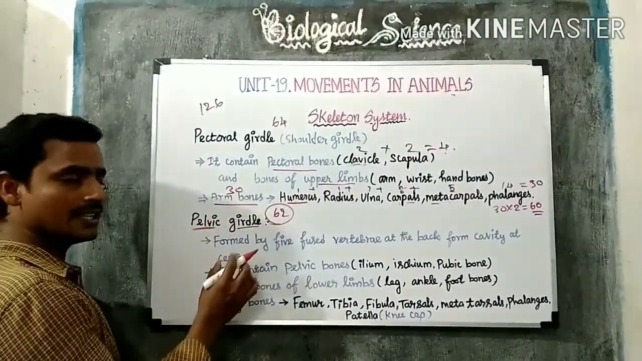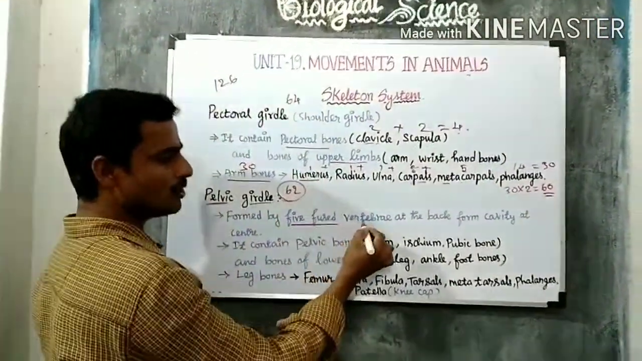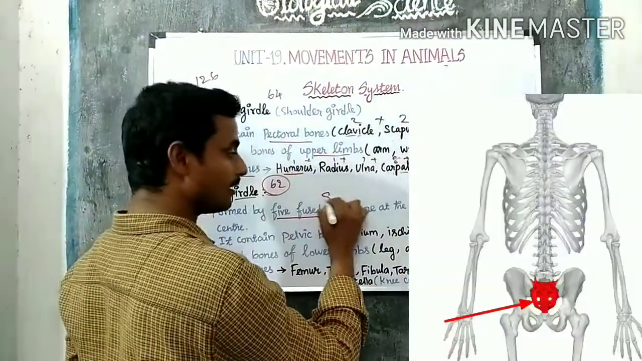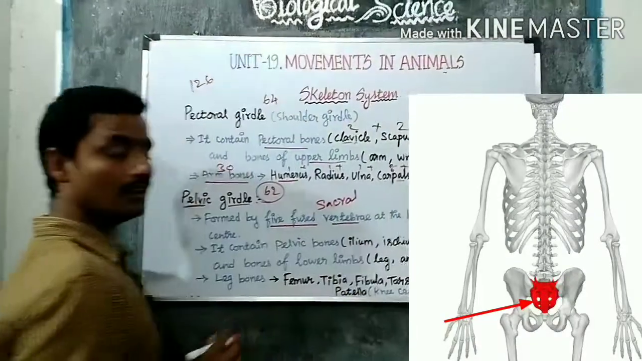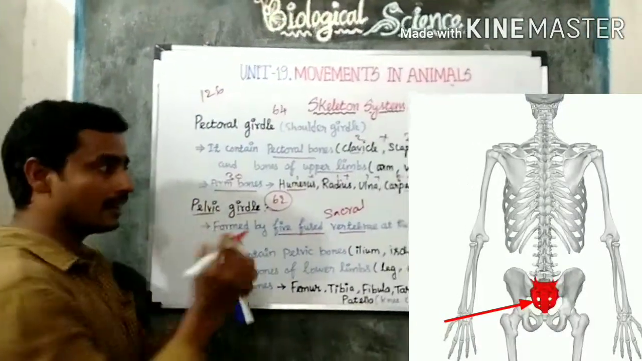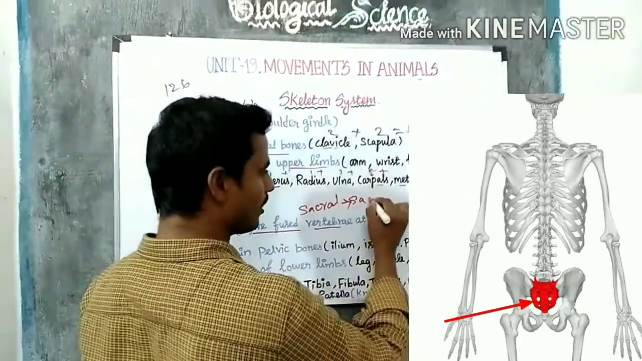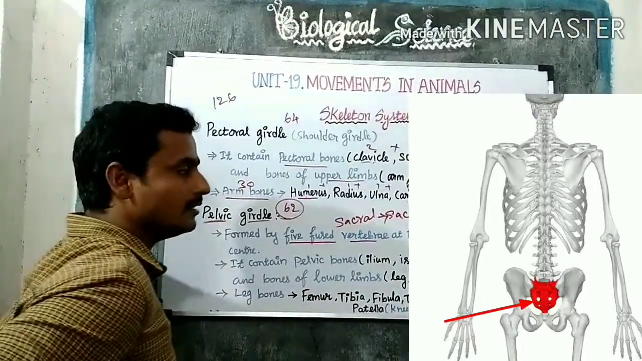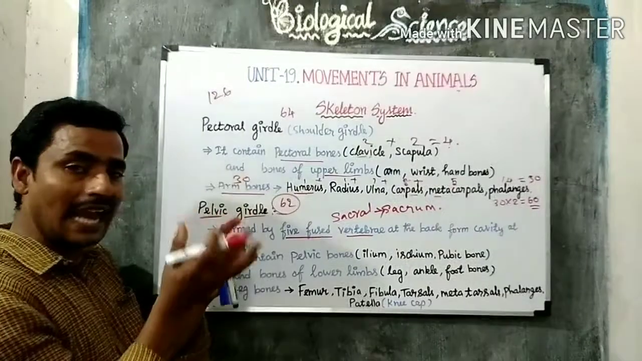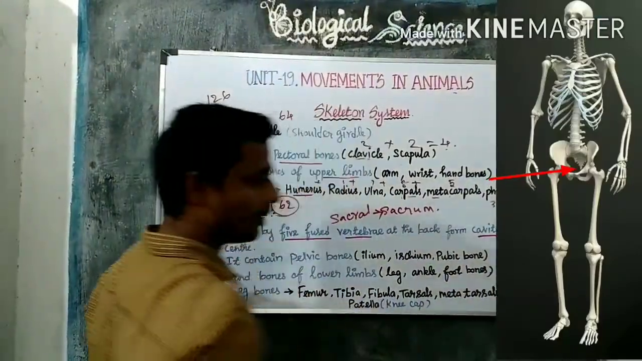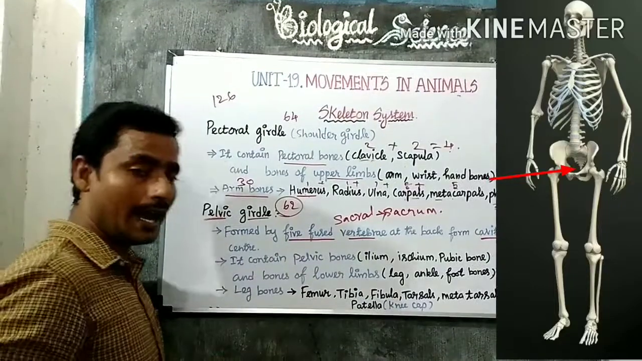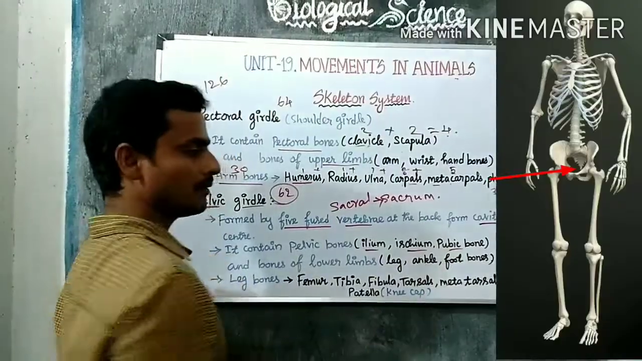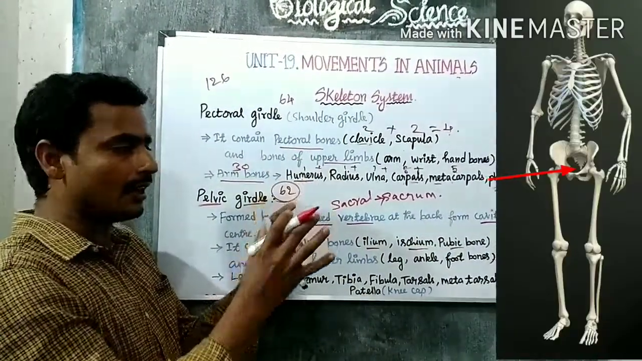This pelvic girdle is formed by 5 fused vertebrae. What is that? Sacral vertebrae. The 5 bones are fused together and form a single bone called the sacrum. I told you, right? The sacrum is a single bone present behind the pelvic region, and it forms the cavity. This 5 fused bone and pelvic bones such as ilium, ischium and pubis. These 3 bones fuse together and form a cavity.